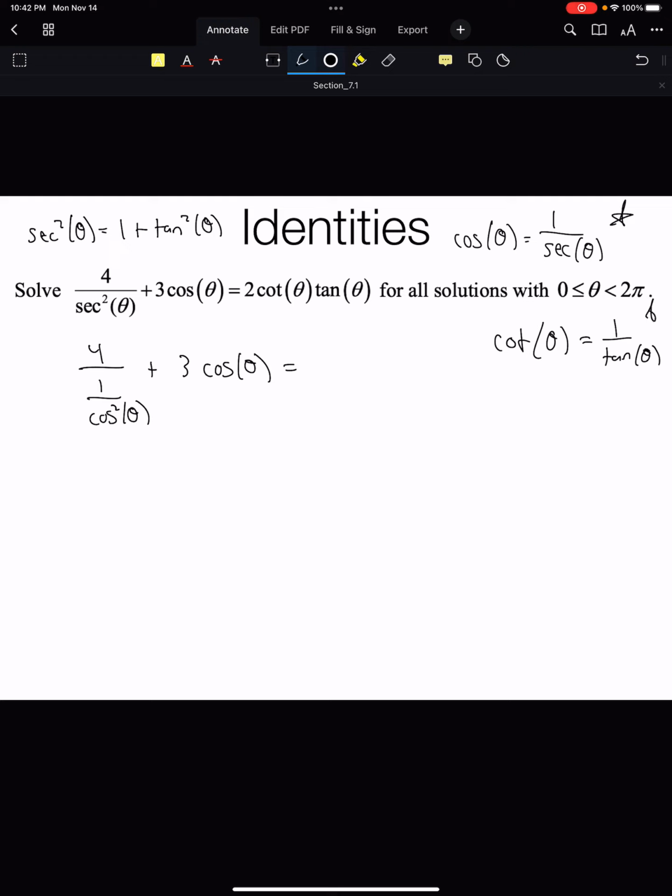Okay, and so on the right-hand side, I have 2 times 1 over tangent times tangent. Okay, and we separate this part here. Okay, when I simplify 1 over cosine, I multiply both the top and the bottom by cosine squared.